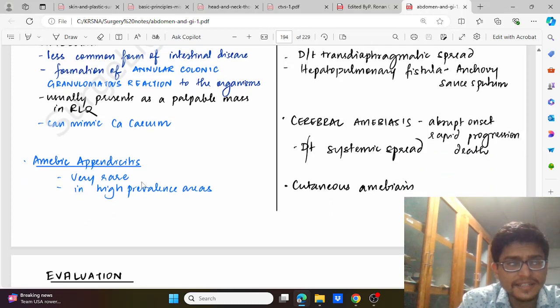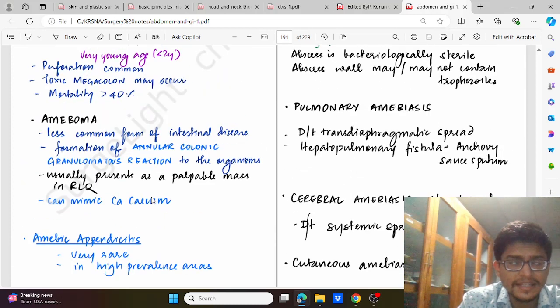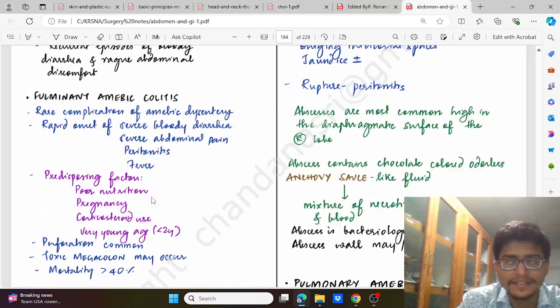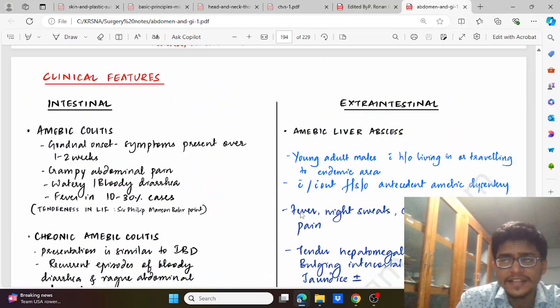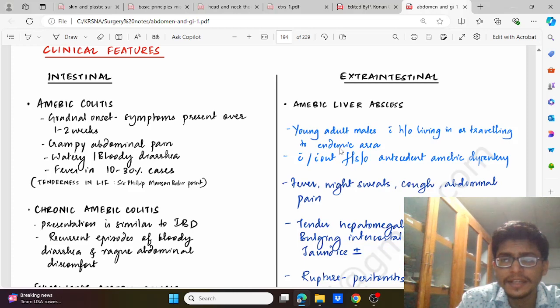Amoebic appendicitis is very rare and is seen in very highly prevalent areas. Then the extraintestinal amebiasis, that is amoebic liver abscess, is common in young adult males with a history of living in or traveling in the endemic areas. It could be associated with or without antecedent amoebic dysentery and amoebic colitis.